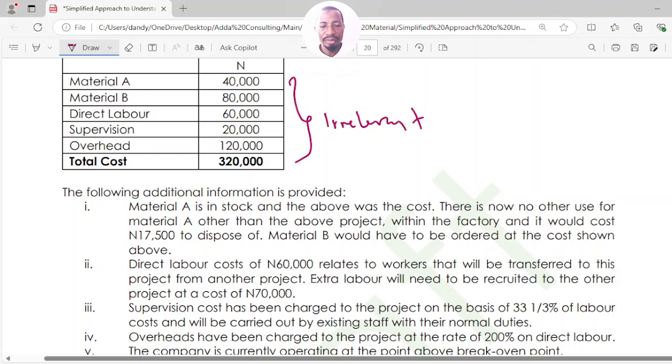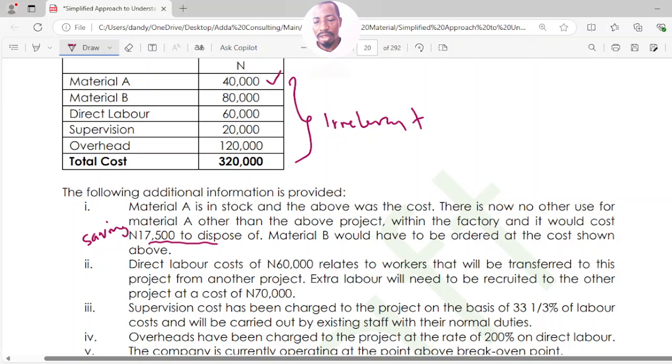Now, the examiner is giving us additional information, so you have to pay particular attention to each scenario, bullet point by bullet point. All right, bullet point number 1: material A is in stock at the above cost. There is now no other use for material A other than the above project within the factory, and it will cost 17,500 naira to dispose of. The examiner has told me that this material A of 40,000 naira is in inventory, there is no other use for it other than the project above, and it will cost the company 17,500 naira to dispose of. That 17,500 is a saving to the organization.